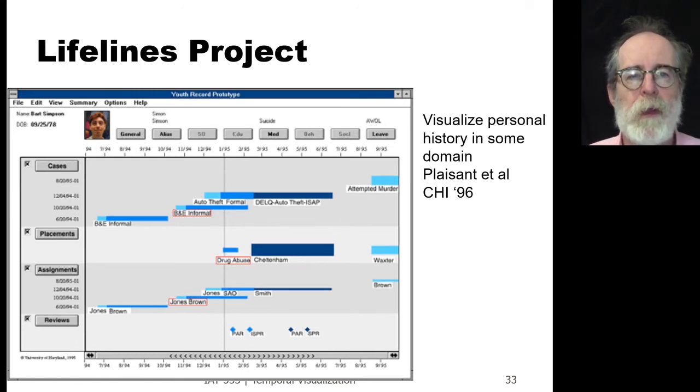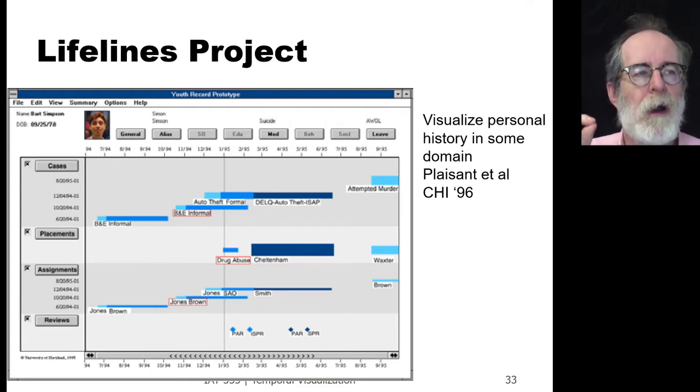And this is Bart Simpson's criminal history, and as we can see, the set of events depicted here are categorized into separate categories. In this case: cases; placements, that is to say the person is part of the criminal justice system; assignments, who is working with Bart Simpson; and reviews, who has reviewed the case or the suite of cases to do with Bart Simpson and what ought to be done.